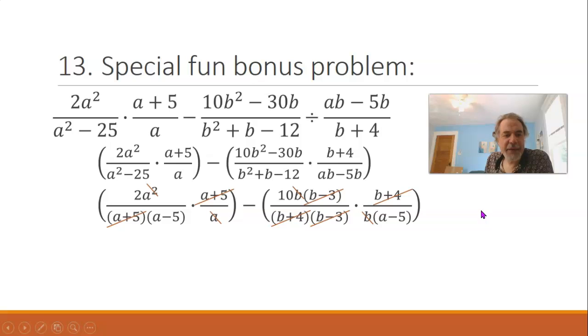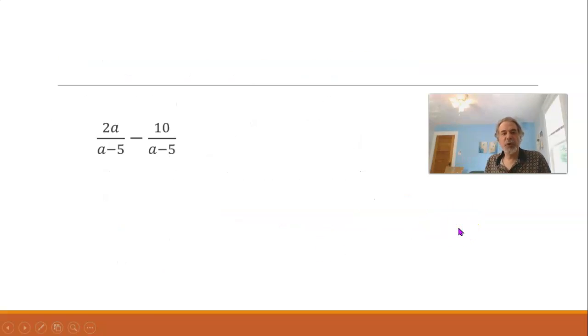So what's left after all that canceling? Well, here we have 2a over a minus 5. Minus, here we have 10 over a minus 5. Now it boils down to a subtraction problem. 2a over a minus 5 minus 10 over a minus 5.